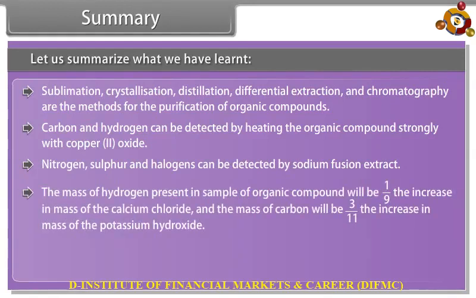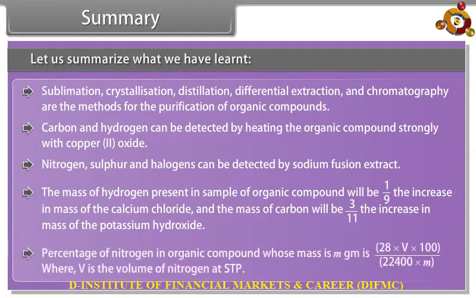The mass of hydrogen present in sample of organic compound will be 1/9 the increase in the mass of calcium chloride, and the mass of carbon will be 3/11 the increase in mass of the potassium hydroxide. Percentage of nitrogen in organic compound whose mass is m gm is 28 into V into 100 divided by 22,400 into m, where V is the volume of nitrogen at STP.